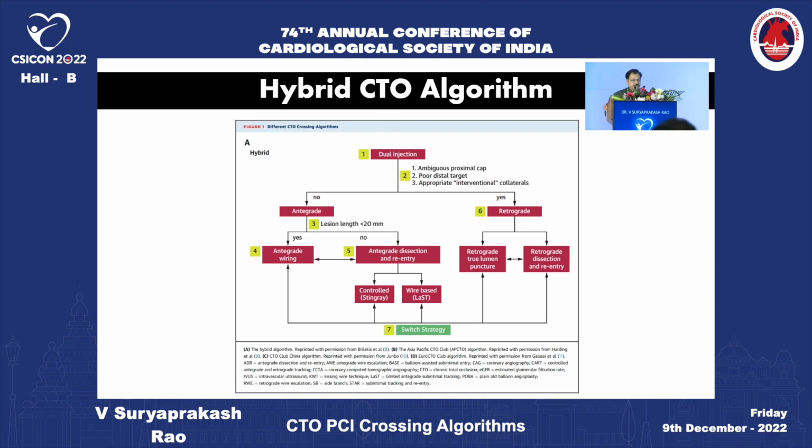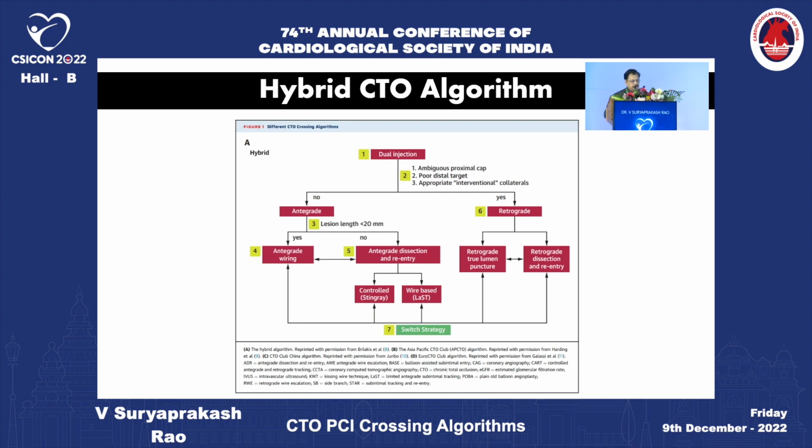The most important thing is the hybrid CTO algorithm, which is commonly followed. Still, the most important thing is the dual injection. In all these things, the dual injection is a must. What we see in the dual injection is the proximal cap, the distal target, the length of the lesion, and the collaterals. These are very, very important. Then you will decide. So we have to spend time studying this dual injection in caudal and cranial views. For learners, this is very, very important. The success story depends on learning and analyzing this dual injection a number of times.